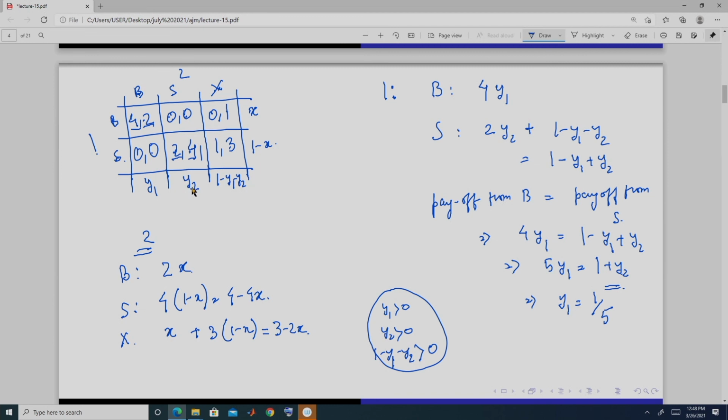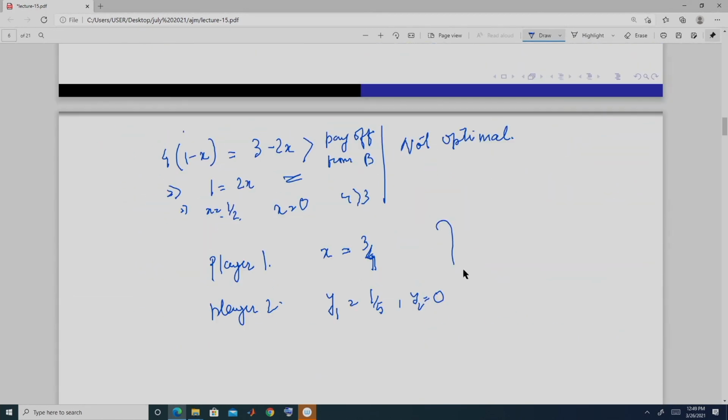So, y2 is equal to 0 and y1 is going to take some value. What is that value? Now, for player 1 to be indifferent, so that it is going to attach some probability to B and S, y1 should take this value when y2 is taking value 0. So, that is why this is a mixed strategy Nash equilibrium.